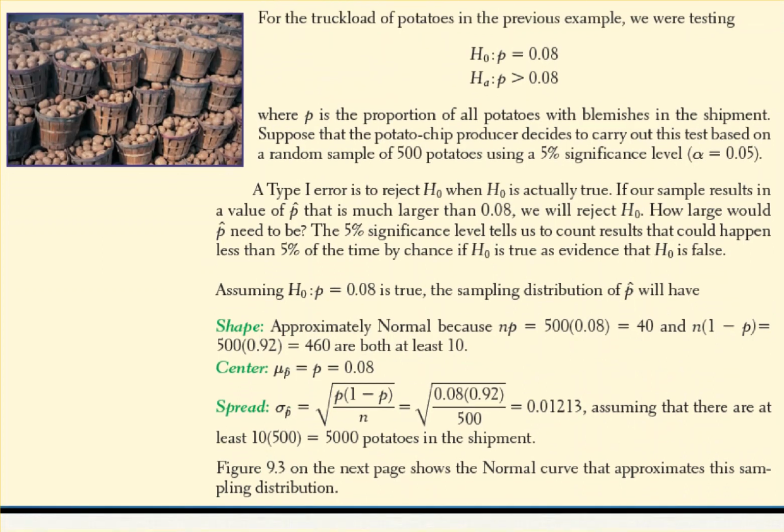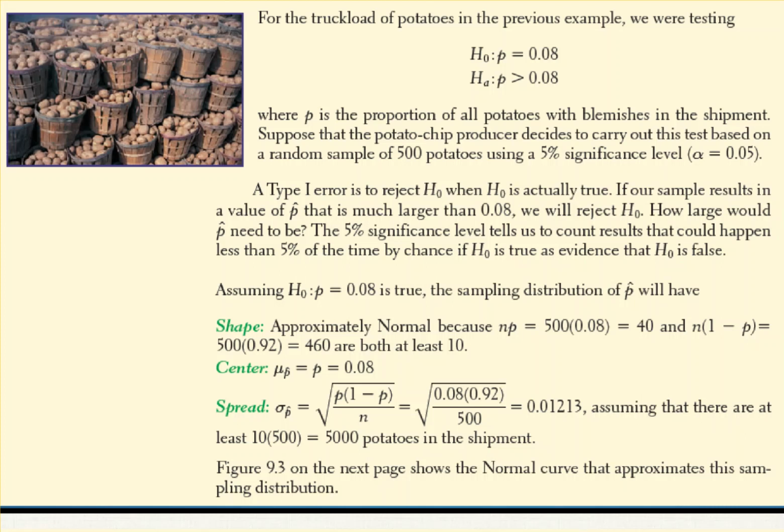So continuing with this example, suppose that the potato chip producer decides to carry out this test based on a random sample of 500 potatoes using a 5% significance level. So alpha is 0.05. A type 1 error is to reject the null hypothesis when the null hypothesis is actually true.